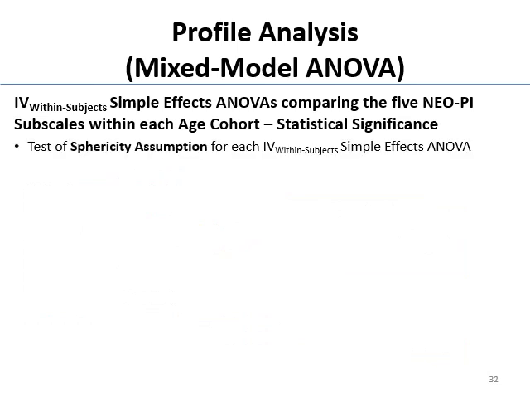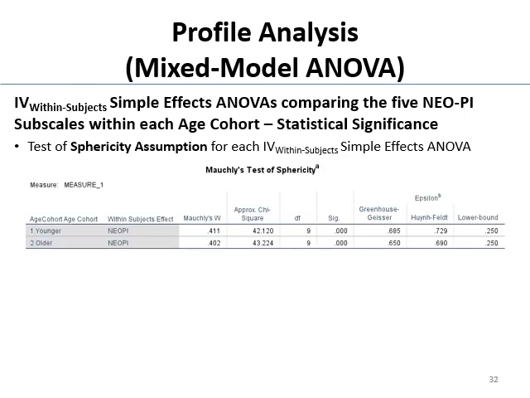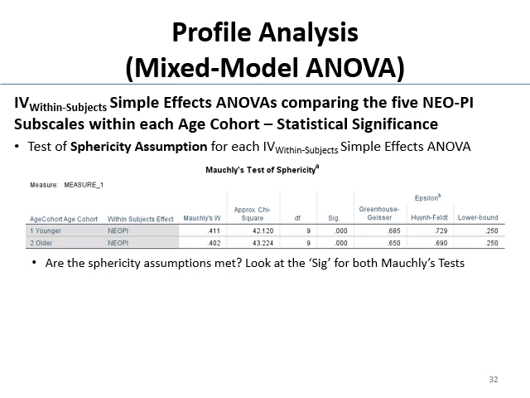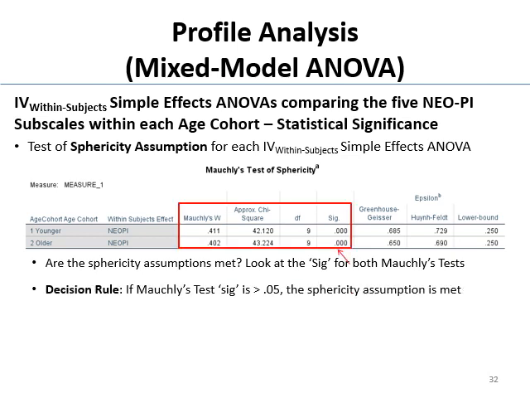All right, the next thing you run into is your test of the sphericity assumption. Again, these are for each of the within subjects repeated measures ANOVAs that are simple effects tests. This is not for the overall analysis. We talked about that earlier. So note that under Mauchly's test of sphericity, now there's two lines. There's one for younger, one for older. Note the sigs for both are less than 0.05. Shocker. So is the sphericity assumption met for both or either? You look at the sig for both Mauchly's tests, and they blow. If Mauchly's sig is greater than 0.05, the sphericity assumption is met. Short answer is no.